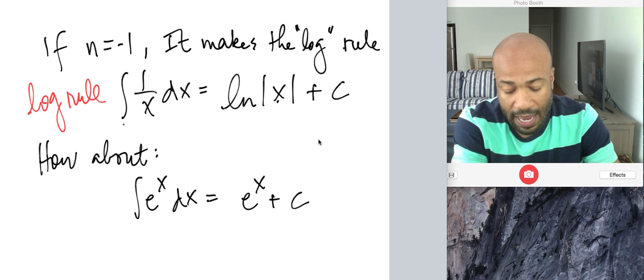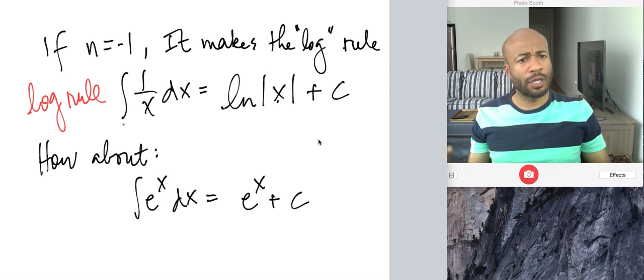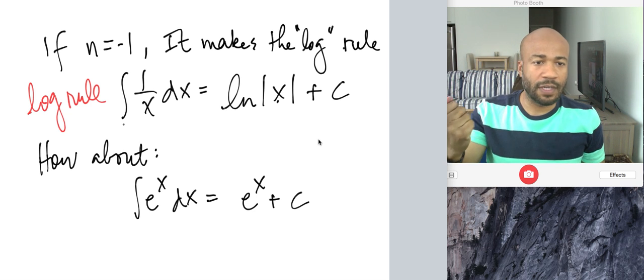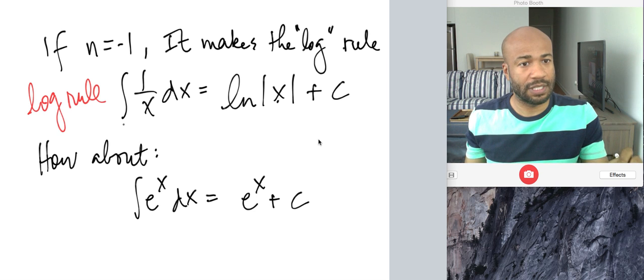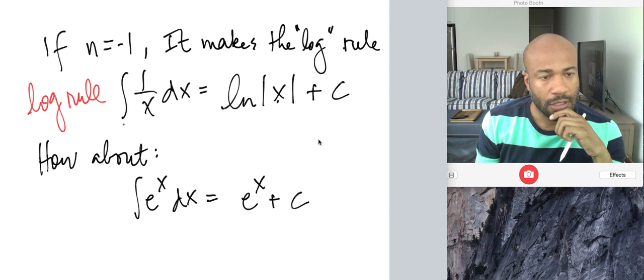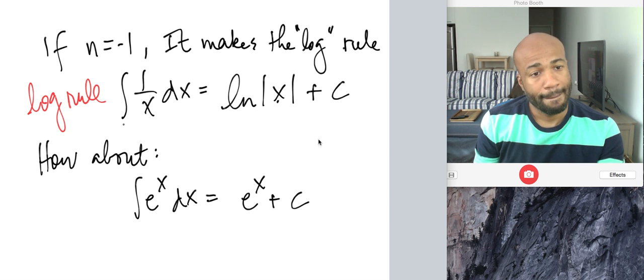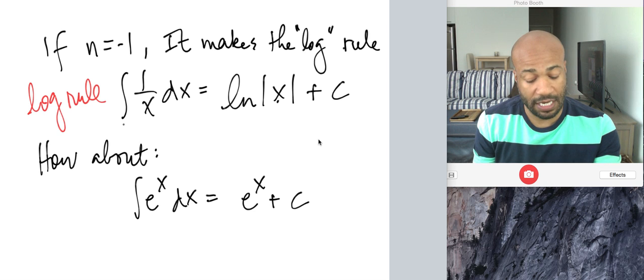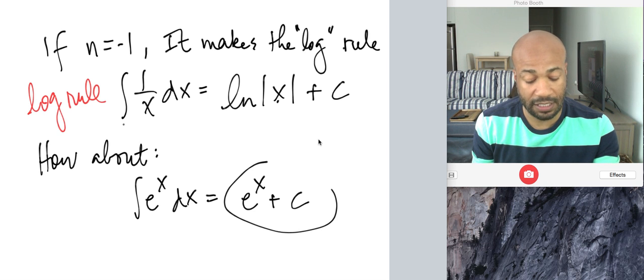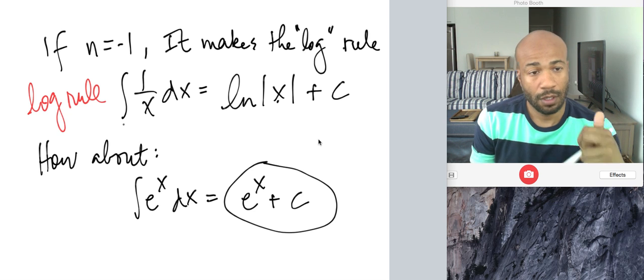So if you have the exponential function e to the x, well, you learned in differentiation that the derivative of e to the x is equal to itself, e to the x. Well, the same thing applies in integration. If I have the integral of e to the x with respect to x, it's simply the same thing. It's equal to e to the x plus c. And that plus c is the general antiderivative, and it takes into account all the infinite values of c.